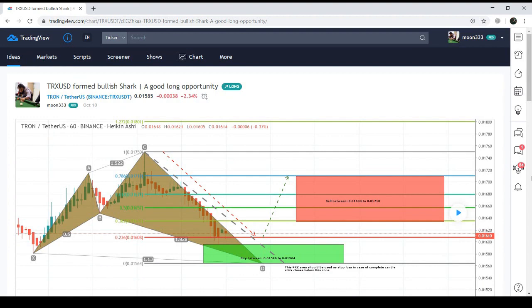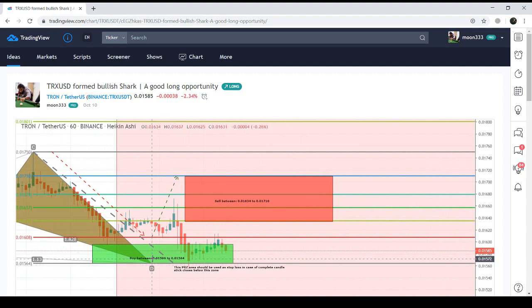Then I shared this trade, and on this trade the price action of TRX US dollar formed a complete bullish chart, and the price action took the bullish divergence from this potential reversal zone and hit almost up to 0.618 Fibonacci of this sell zone.